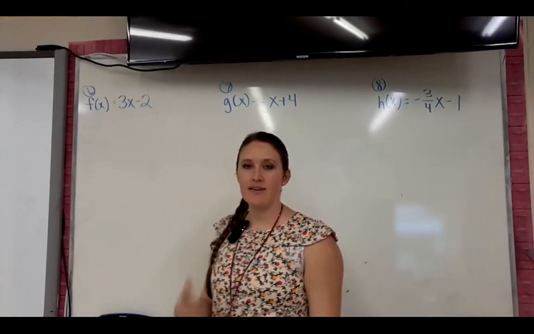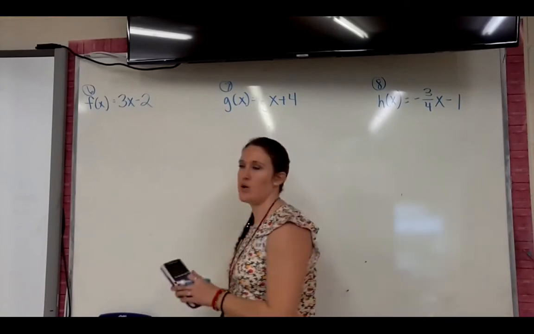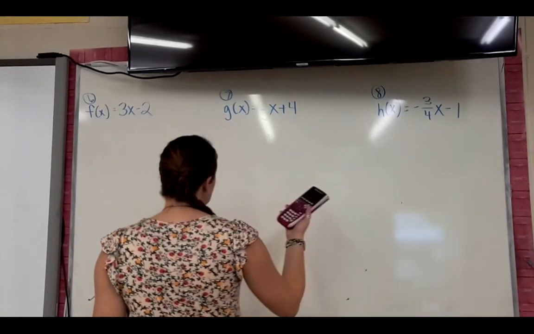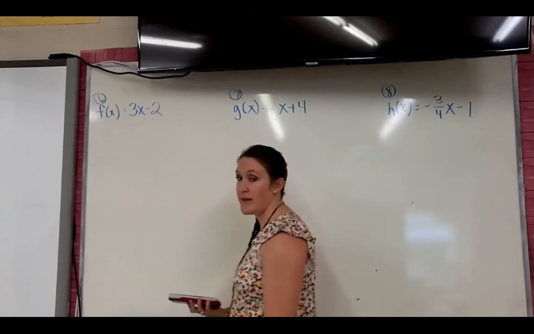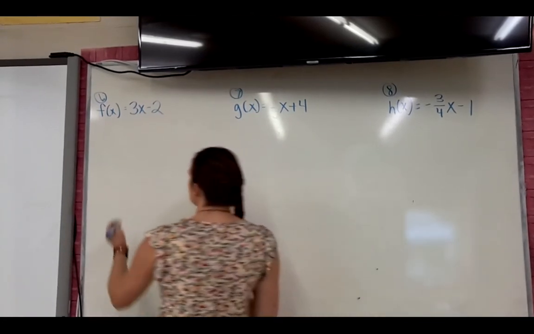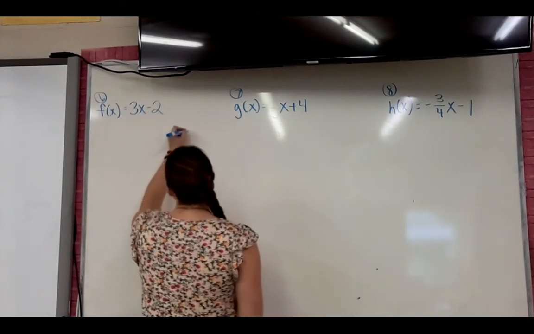All right, on 6, 7, and 8, we are graphing these linear equations. So they're all already in the correct form. So the first thing I suggest you do is make a table. Plug in some domain values. So you can either do a table across or up and down.